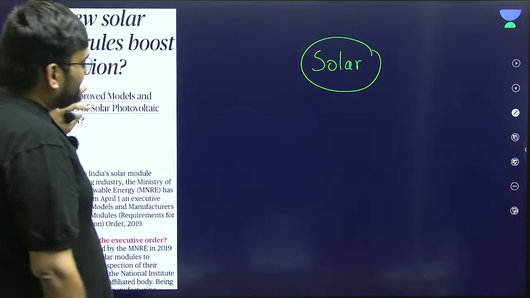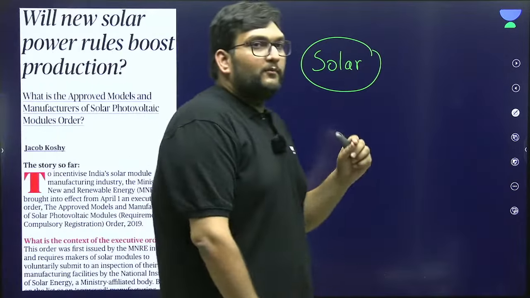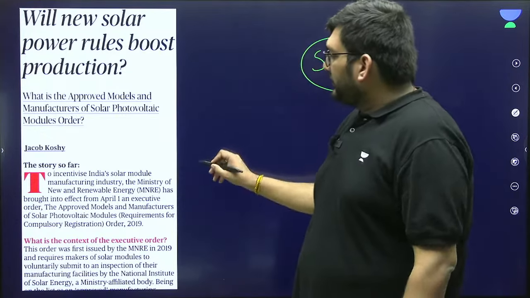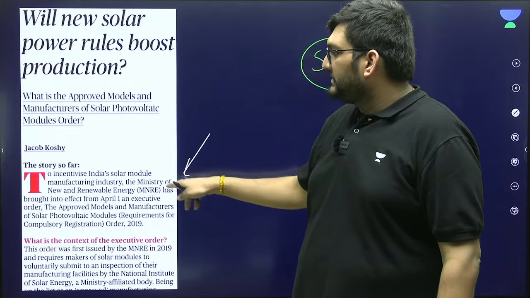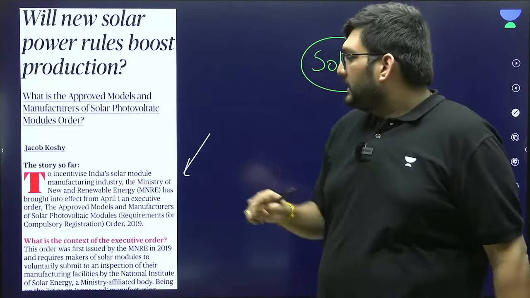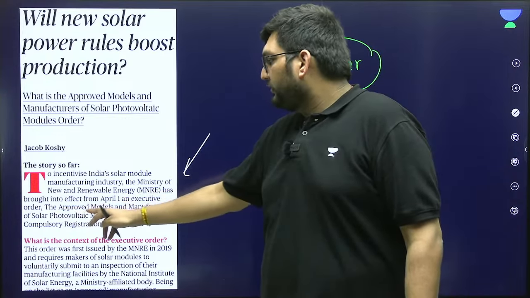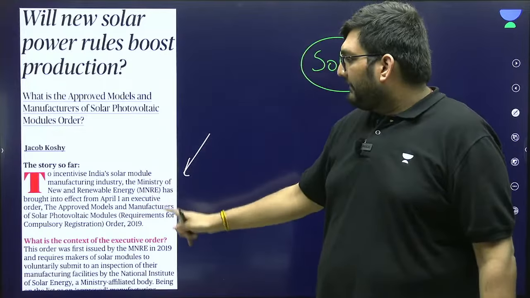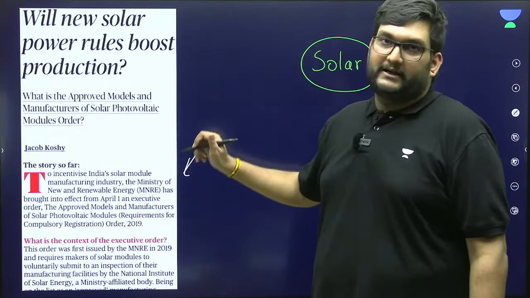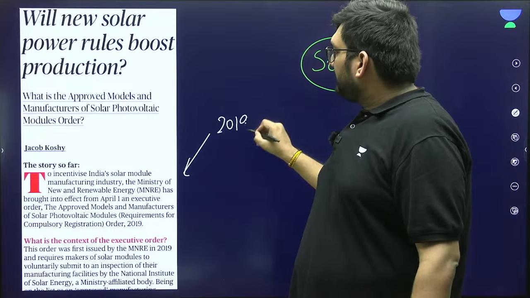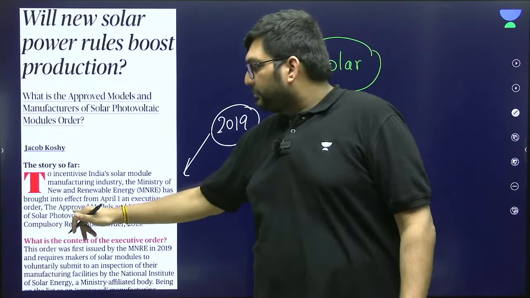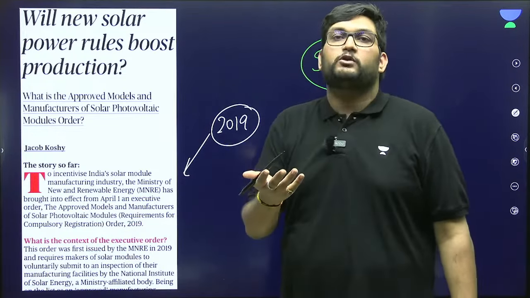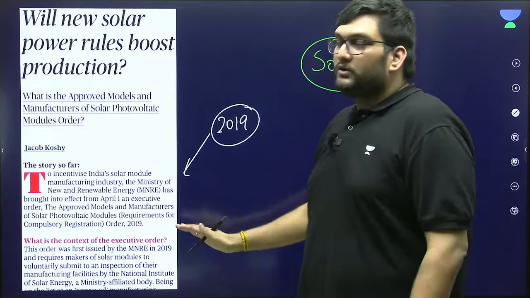Wherein there's a certain rule which has come into effect as of 1st April, and that rule, which was developed by the Ministry of New and Renewable Energy, is called the Approved Models and Manufacturers of Solar Photovoltaic Modules Requirement for Compulsory Registration Order 2019. It's a 2019 order which basically deals with approved models and manufacturers of solar PVs, which is short for photovoltaic cells. Now this rule is a very interesting one.